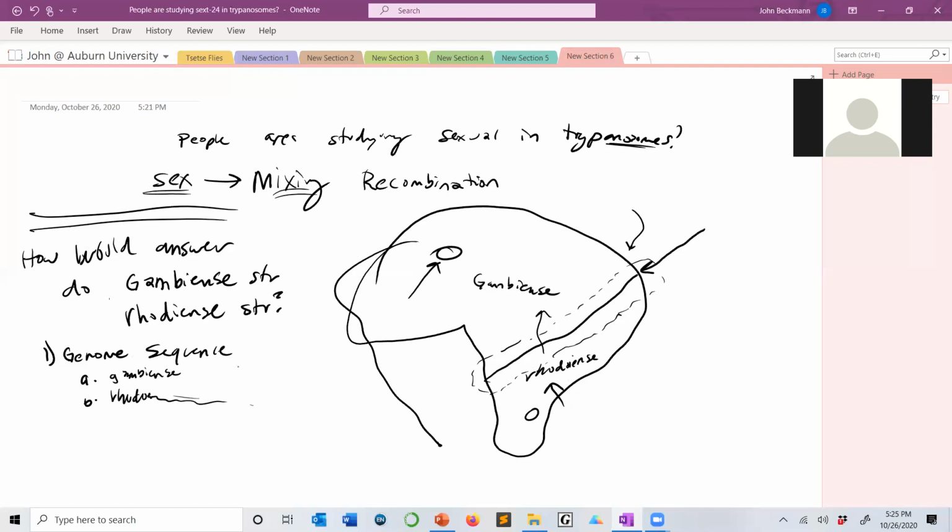So let's say this one is different in like 200 SNPs from this one. So let's say there's 200 SNP differences, single nucleotide polymorphisms. If you don't know what I'm saying, SNP, single nucleotide polymorphism. Let's say there's 200 differences between here and here. What are you going to see if they're having sex? Now, what's the next experiment?